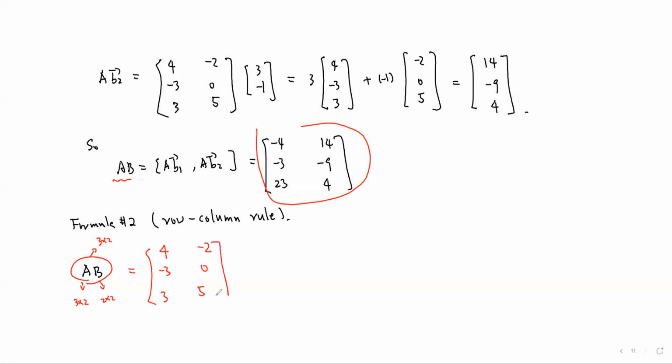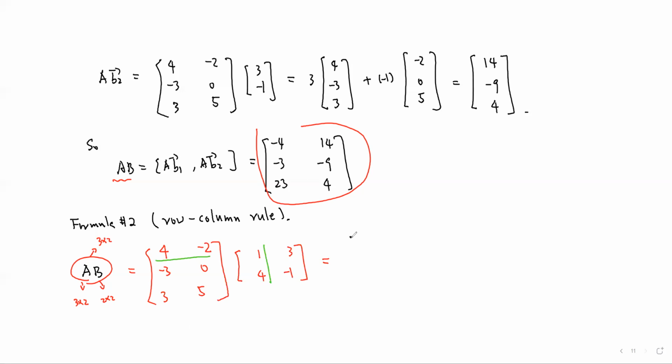Matrix B in detail: 1, 3, 4, -1. The result of the product should be a 3 by 2 matrix. The 1-1 entry. How to get the 1-1 entry? By the row-column formula, the 1-1 entry should be row 1 times column 1.